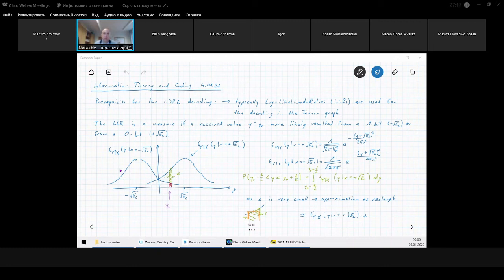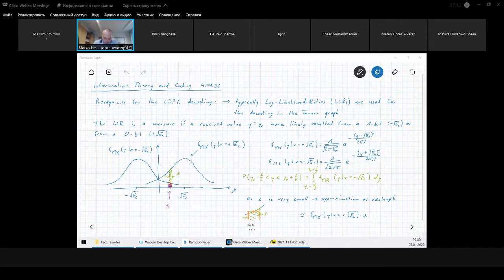So today we want to go a bit deeper into this LDPC decoding. We already started last time by deriving a measure that is typically used in these decoders, the so-called log likelihood ratio. Let me start again by briefly reviewing how this LLR, log likelihood ratio, is defined. This is basically what we did last time.